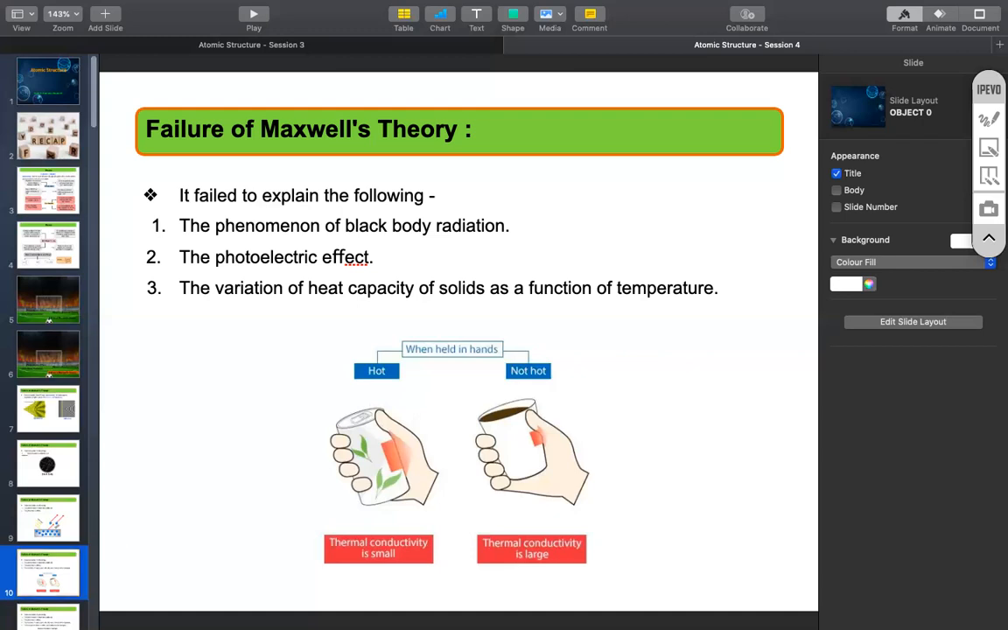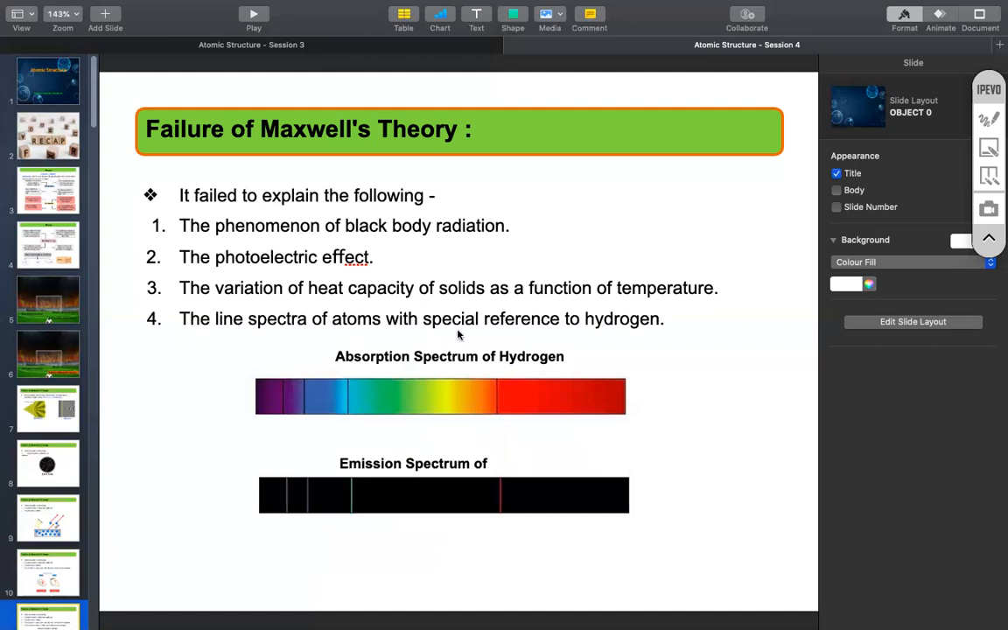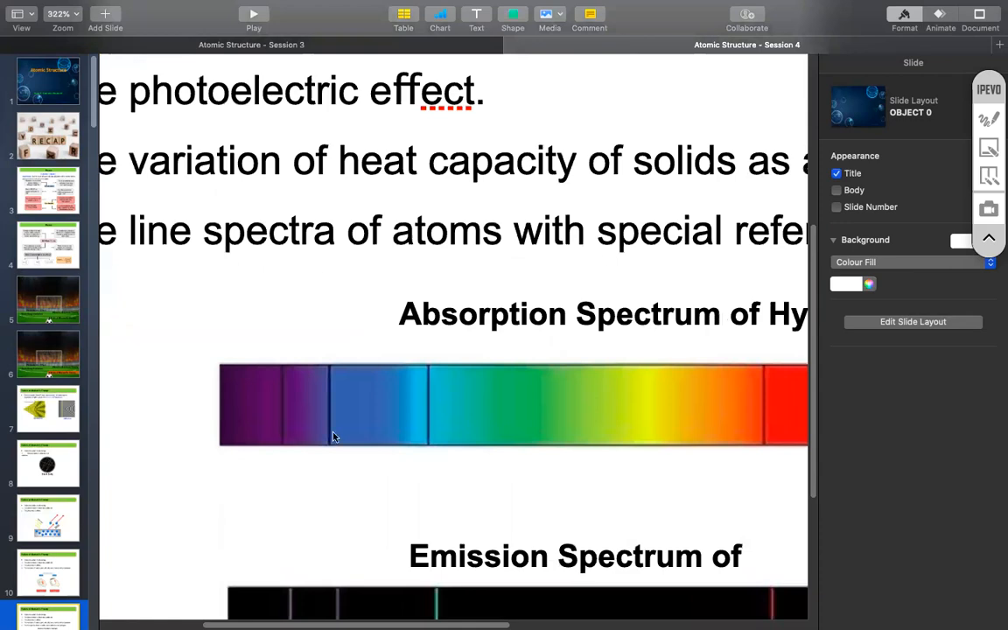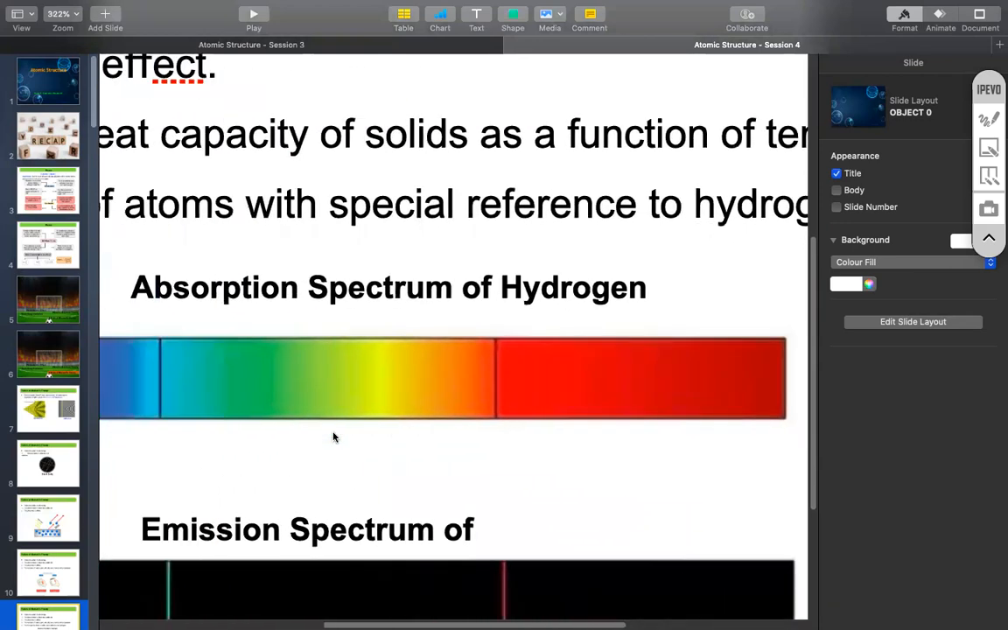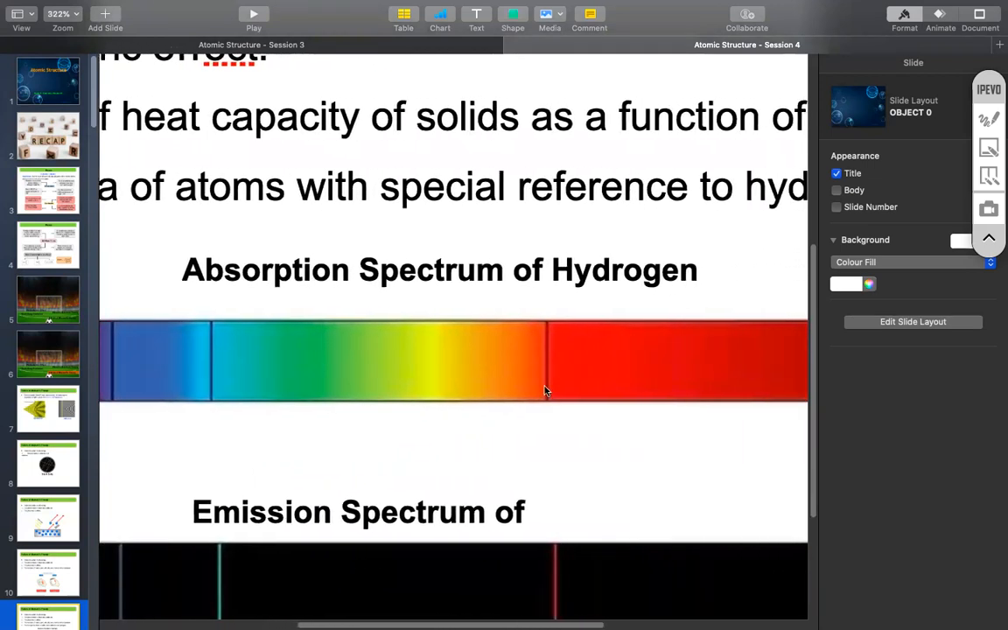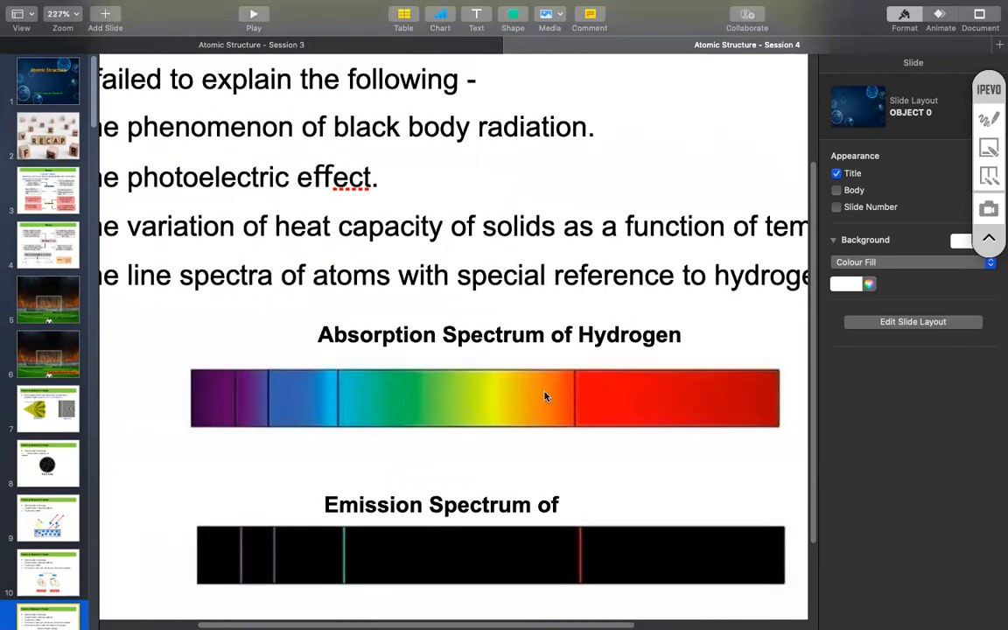Okay, then the last one is the line spectra of atoms, with special reference to hydrogen. He could not explain line spectra of atoms with special reference to hydrogen. So here you see the absorption spectrum of hydrogen and the emission spectrum of hydrogen. In both you can see a continuous colored band, but there are just very few black lines.